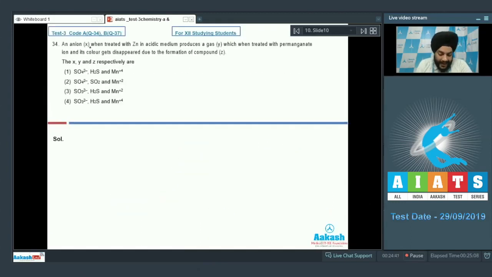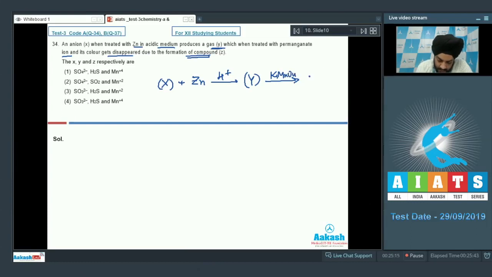Question number 34. An anion X, when heated with zinc in acidic medium, produces a gas Y, which when treated with permanganate ion, its color gets disappeared due to the formation of compound Z. So students, we have zinc in presence of H plus reacting with some anion, let's call it X. So it forms a gas Y. So Y on reaction with KMnO4 decolorizes it, forming compound Z. So the Mn must have converted from KMnO4 to Mn2 plus. Okay. So the Z has to be Mn2 plus.